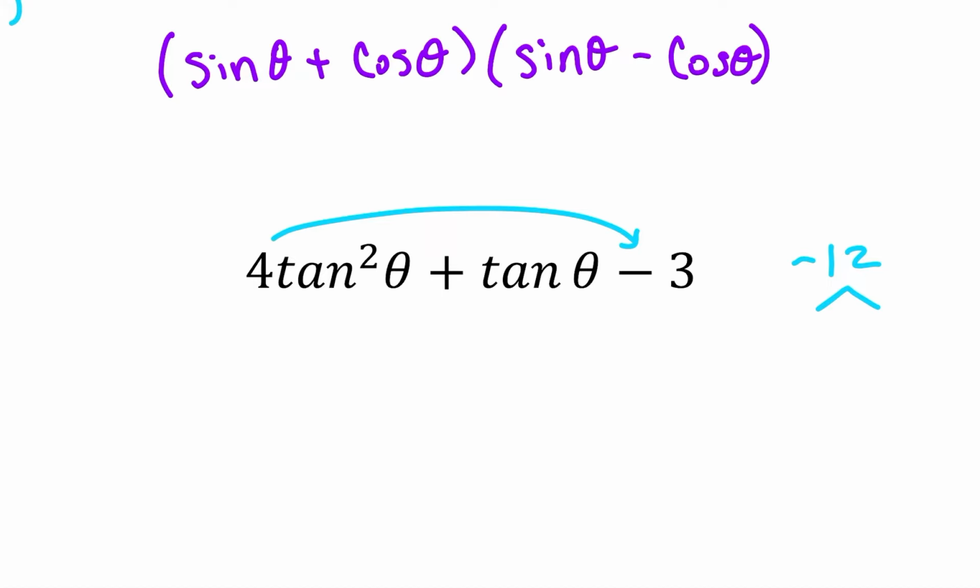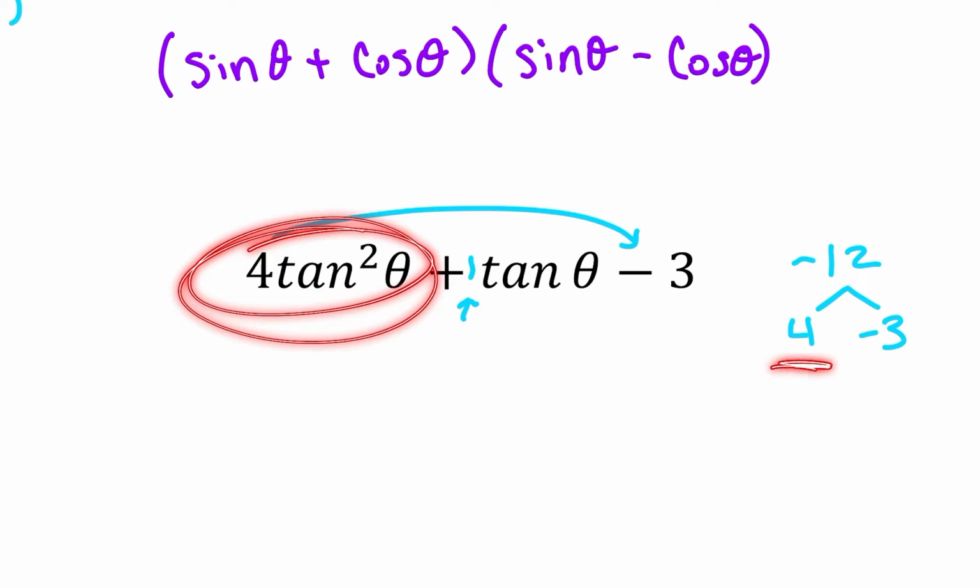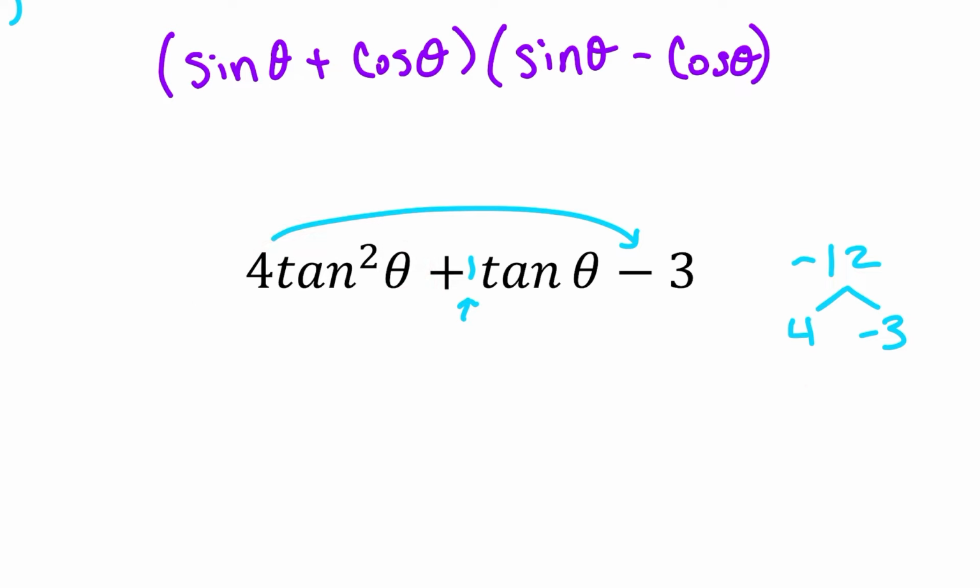So I need two numbers that multiply to make negative 12 and add up to make this positive 1 in the middle. So I know it's going to be 4 and 3, and the negative is going to have to go on the 3 because 4 minus 3 would give us positive 1. So that's exactly what I'm going to split the middle term into: 4 tangent of theta and negative 3 tangent of theta. And since I've got a 4 tangent squared here, I'm going to want the 4 to go first so that when I factor by grouping at the end, I can factor out that 4.